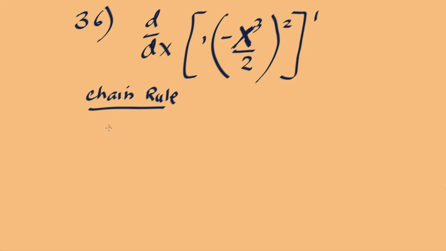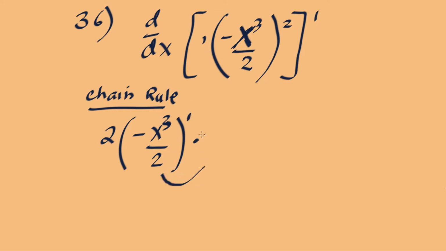So multiply 2 and 1, that's 2. Copy the same base, negative x cubed over 2. Now raise it to 2 minus 1, so it's just going to be 1 right here. And then the chain: multiply by the derivative of the negative x cubed over 2, which is negative 3x squared over 2.